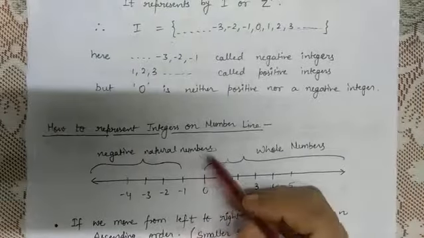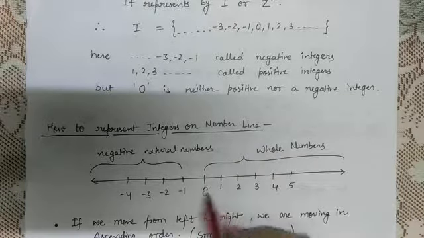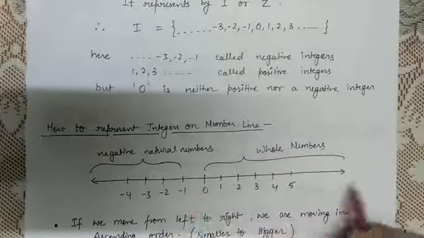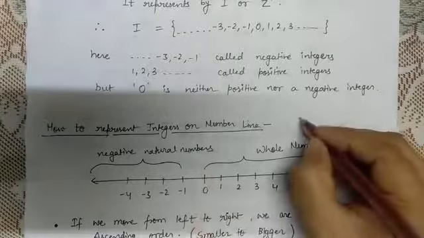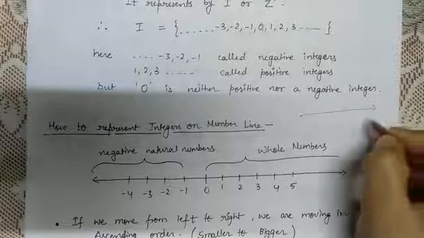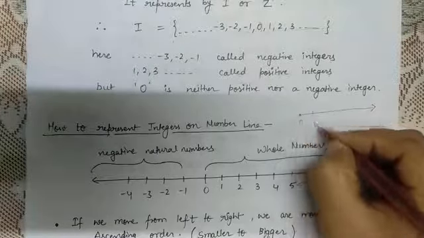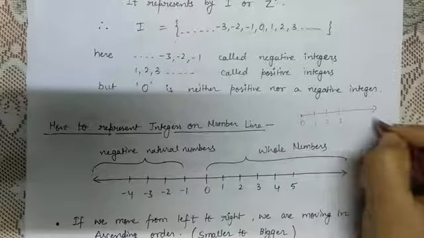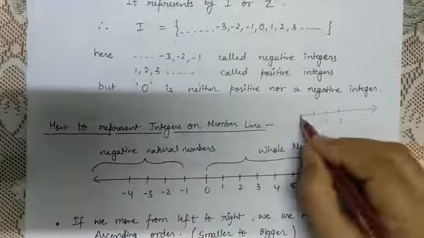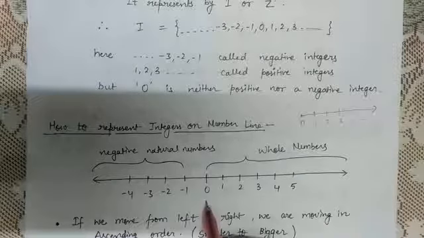Now we have to study how to represent integers on the number line. We have earlier studied how to represent the whole numbers on the number line. So we start with a simple line and we put one arrow at one end. We start here from 0, 1, 2 and so on. And as you know, the distance between 0 and 1 and 2 should be the same. Similarly, we have to represent the integers on the number line.